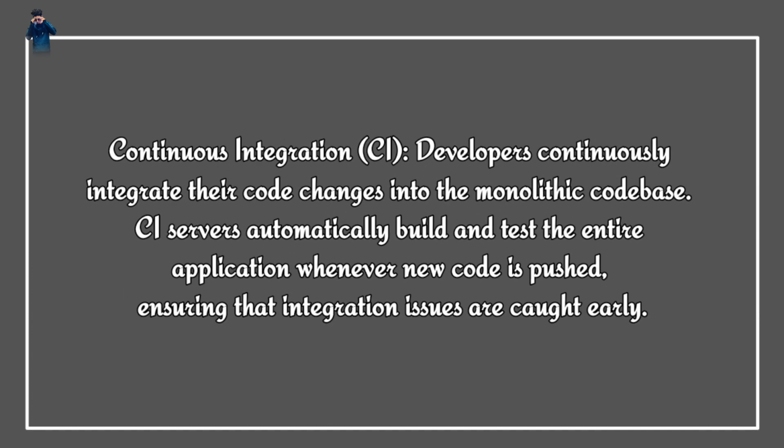1. Continuous integration (CI). Developers continuously integrate their code changes into the monolithic code base. CI servers automatically build and test the entire application whenever new code is pushed, ensuring that integration issues are caught early.